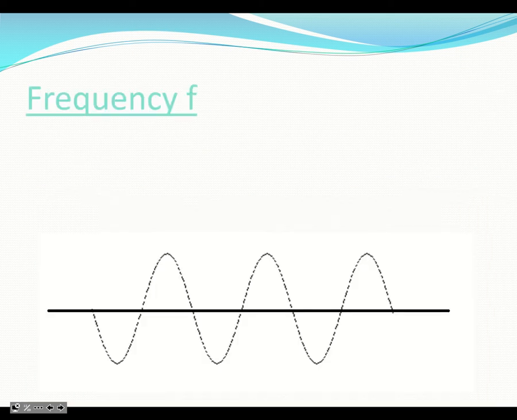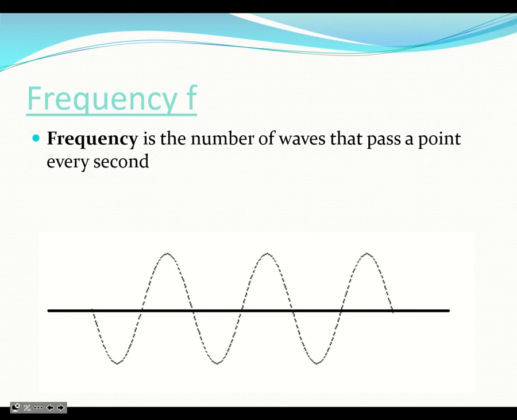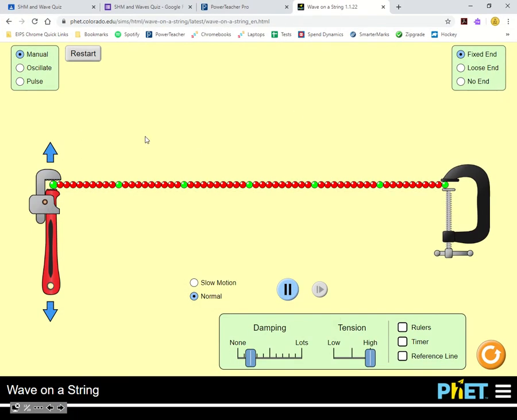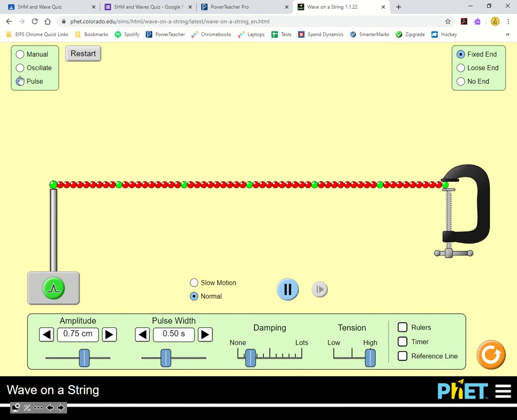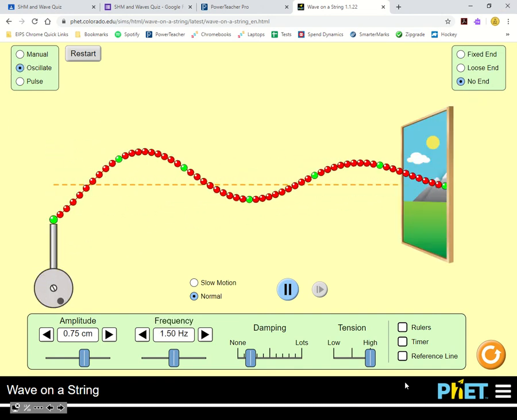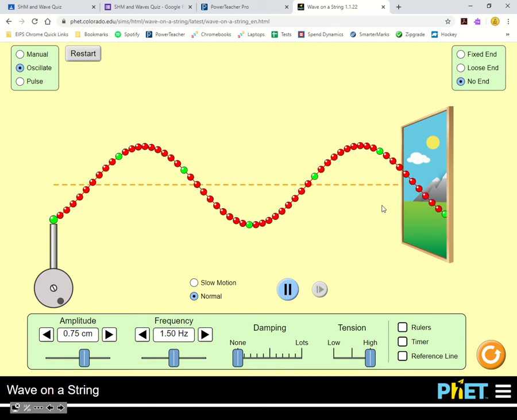Okay, frequency is the number of waves that pass a point every second. And frequency is measured in the units of hertz, which is the same thing as waves per second. It's hard to show you with a still image, so I'm going to show you with the simulation here what frequency is. Okay, so I'm going to make this oscillate. I'm going to have no end here, and we're going to have a perfect wave with no dampening.